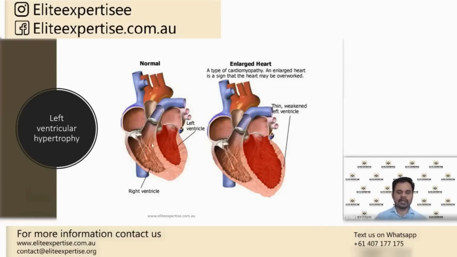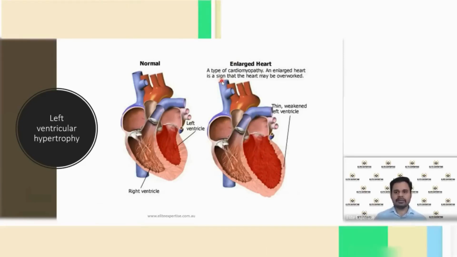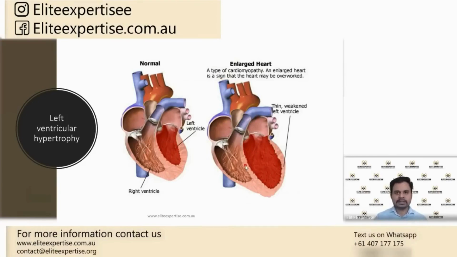Here in this normal heart, we can see the size of the left ventricle. But here on the right hand side, you can see the left ventricle has undergone hypertrophy, that is, it is enlarged in size. So what happened here is the left ventricular size, shape, and ultimately the function has been changed. The size and shape have increased and its function has been reduced.